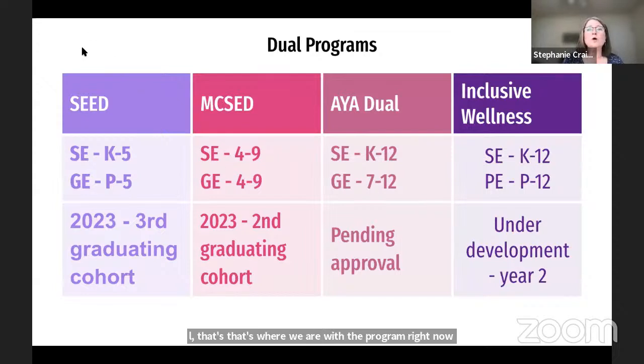Ohio is a state that really is moving everyone, at least in higher ed, into these dual programs. We currently have 2 in place. The first one is the SEED program, which is special education, early elementary dual. And this next spring will be our 3rd cohort graduating with a dual license in special ed. That should actually be K-12 for special ed, because they haven't grade banded it yet.